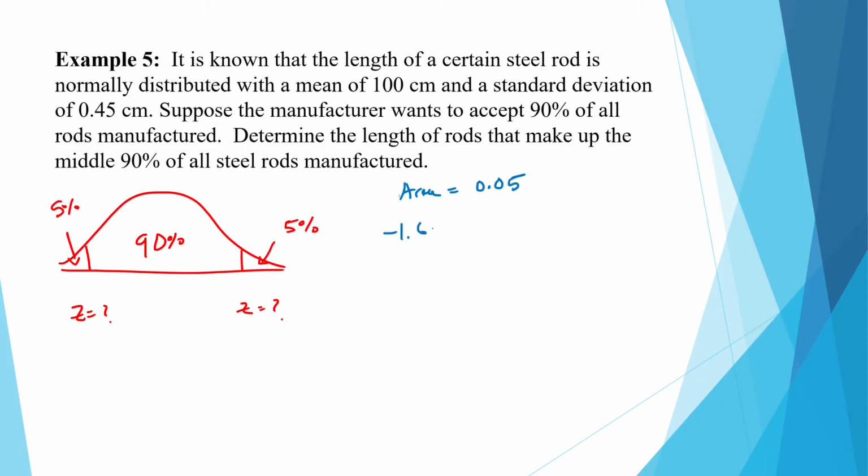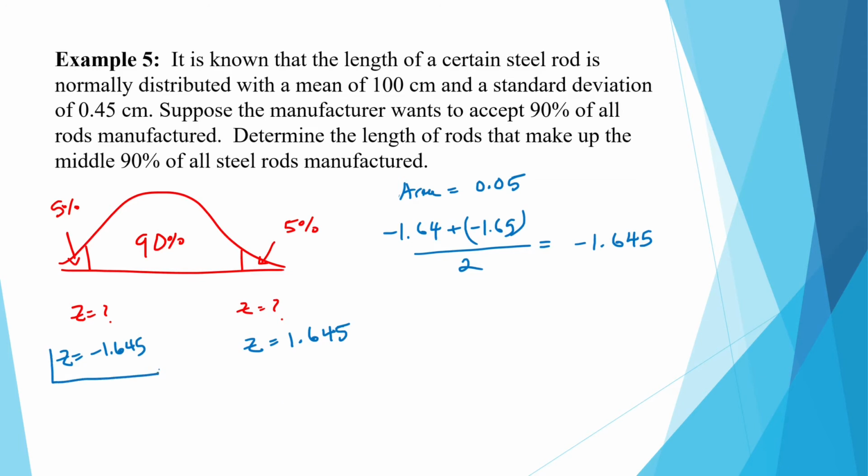Negative 1.64 plus negative 1.65, divided by 2. We're taking the average, and this gives me negative 1.645. This is our first z-score, negative 1.645. And by symmetry, we know the second one's going to be positive 1.645. We don't have to do work to get that one.